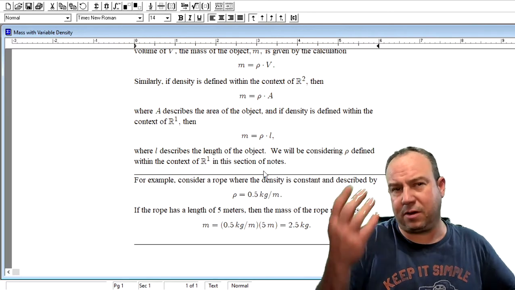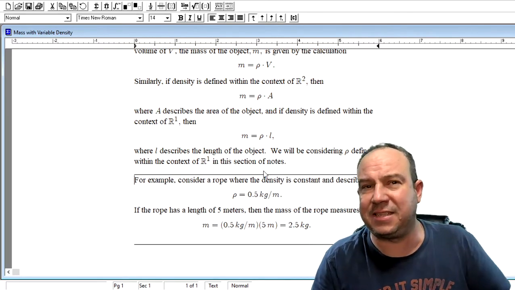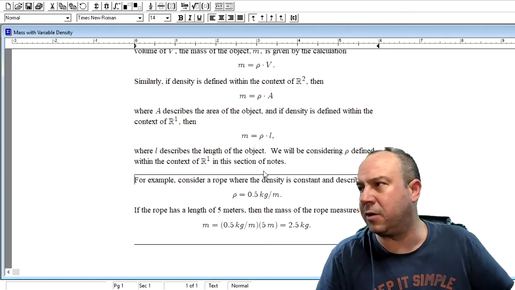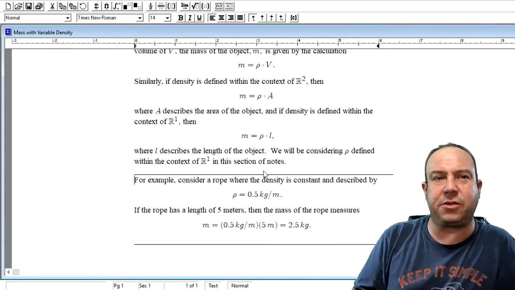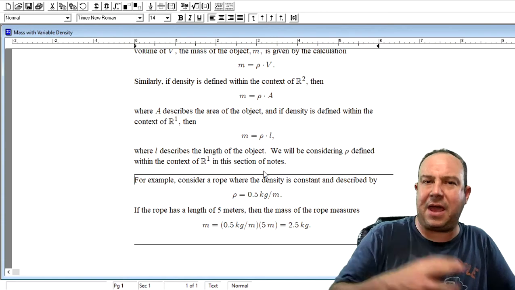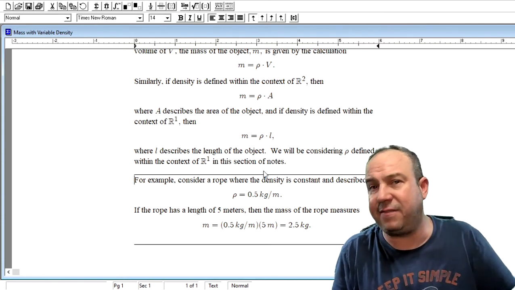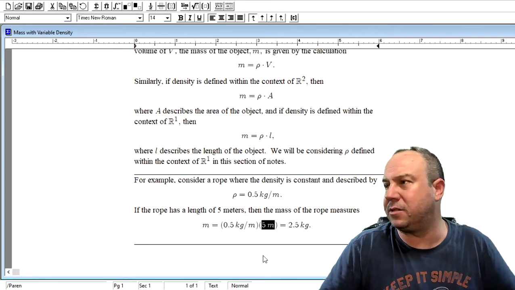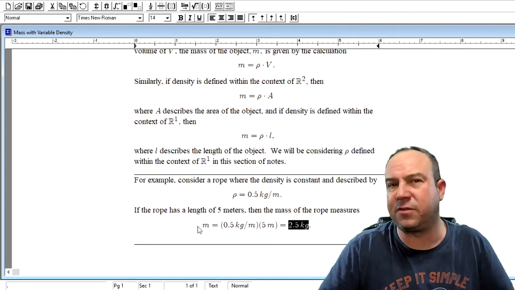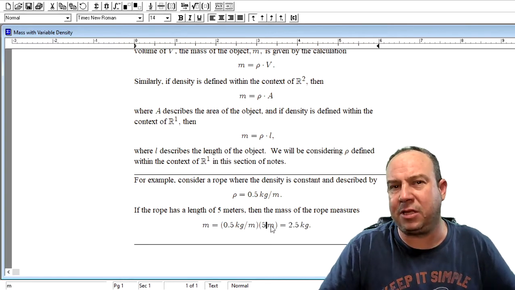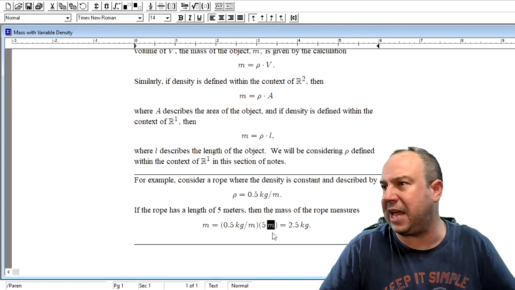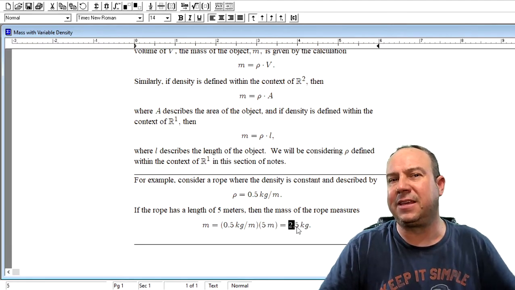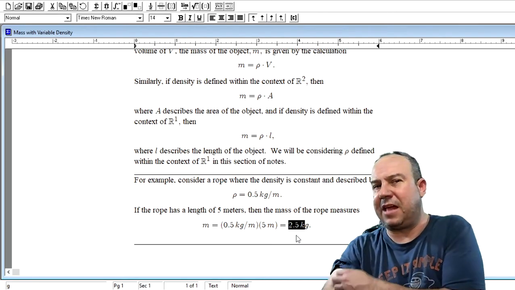And I do give you an example here of one-dimensional mass with constant density. I just say consider a rope whose density is constant and described by 0.5 kilograms per meter. If the rope measures a length of 5 meters, then the mass of that rope is going to be 0.5 kilograms per meter times the 5 meters, and you get 2.5 kilograms for the mass of that object. In terms of the labeling, you will see the mass labels cancel with one another, leaving you with just 2.5 kilograms for the mass of that length of rope.